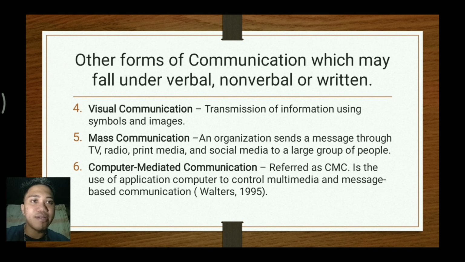Number 4, visual communication, the transmission of information using symbols and images. That will fall under non-verbal communication. Mass communication is when an organization sends a message through TV, radio, or print media. That will fall under verbal communication. Computer-mediated communication, referred to as CMC, is the use of computer applications to control multimedia and message-based communication, by Walther, 1995.